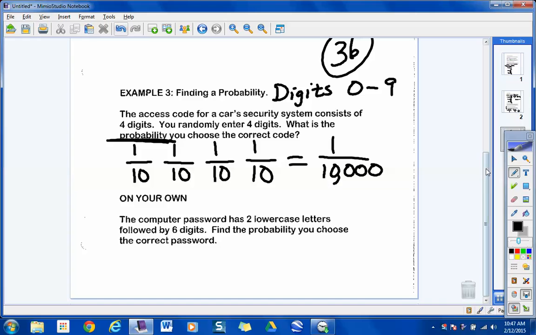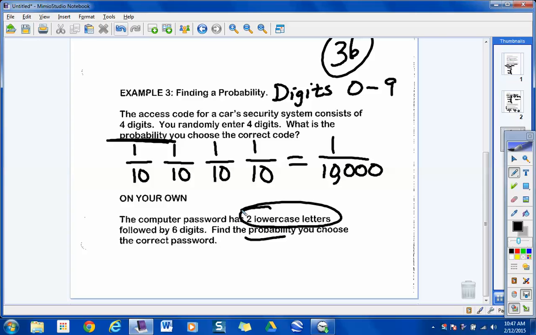Okay, so let's try this on our own together. I think that this will be a good one to talk about. A lot of computers have passwords now, right? It says the computer password has 2 lowercase letters followed by 6 digits. Find the probability you choose the correct password. What's the word I'm going to underline right here? Probability. Are we just taking outcomes, number of possibilities, and multiplying together, or are we multiplying fractions now? Fractions.